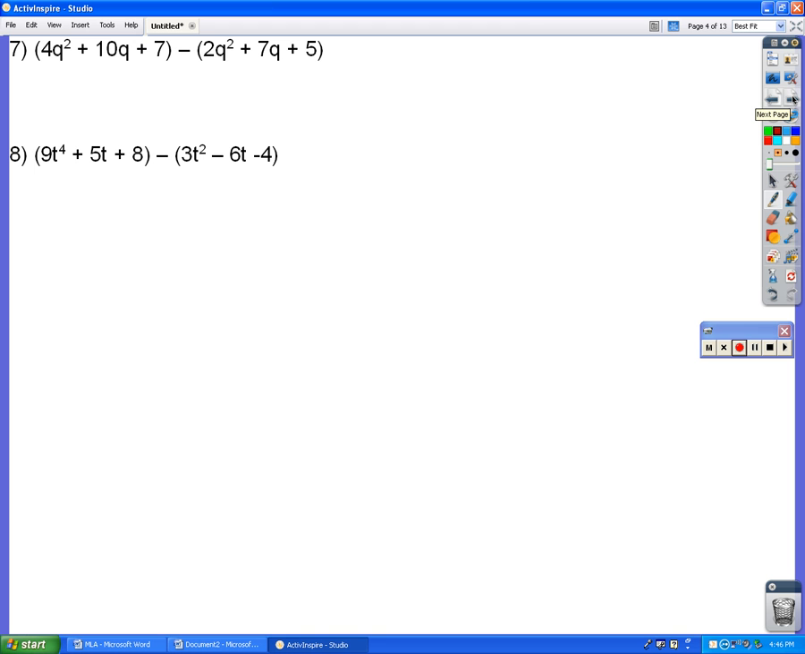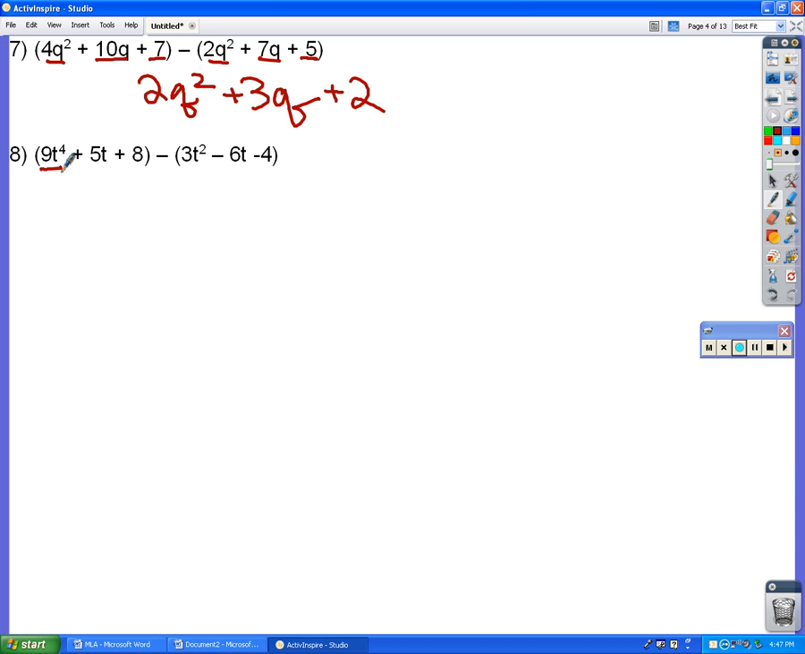Next two are a little bit trickier because now we have to subtract, but the idea is the same. So I have 4q squareds here, take away 2q squareds there, leaves me with 2q squareds. Then I have 10q's right here minus 7q's right there gives me 3q, and then I have 7, take away 5 is 2. So that works out to be 2q squared plus 3q plus 2 because again I am subtracting my like terms.